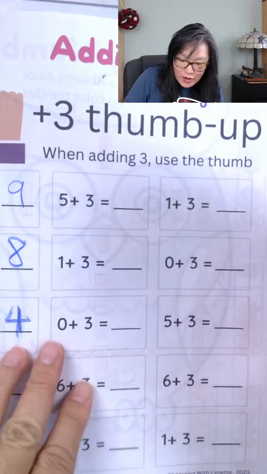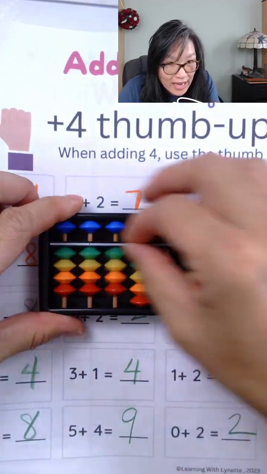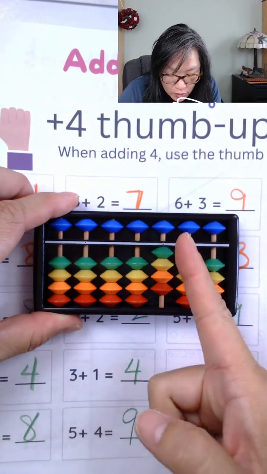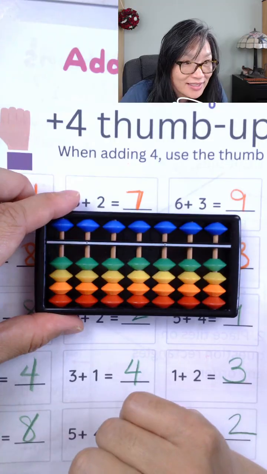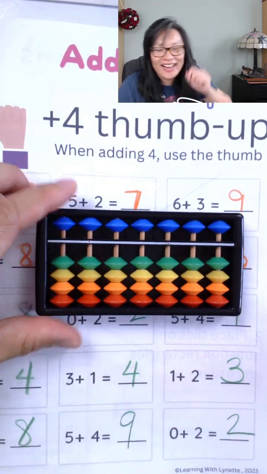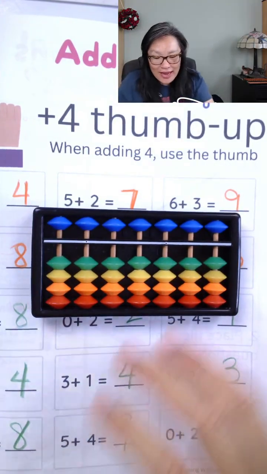So, if you notice, we add the 4. When we add the 4, we go to the horizontal bar. When we subtract, we go away from the horizontal bar. So, you're getting a private lesson, Nikki. So that's about moving the beads.